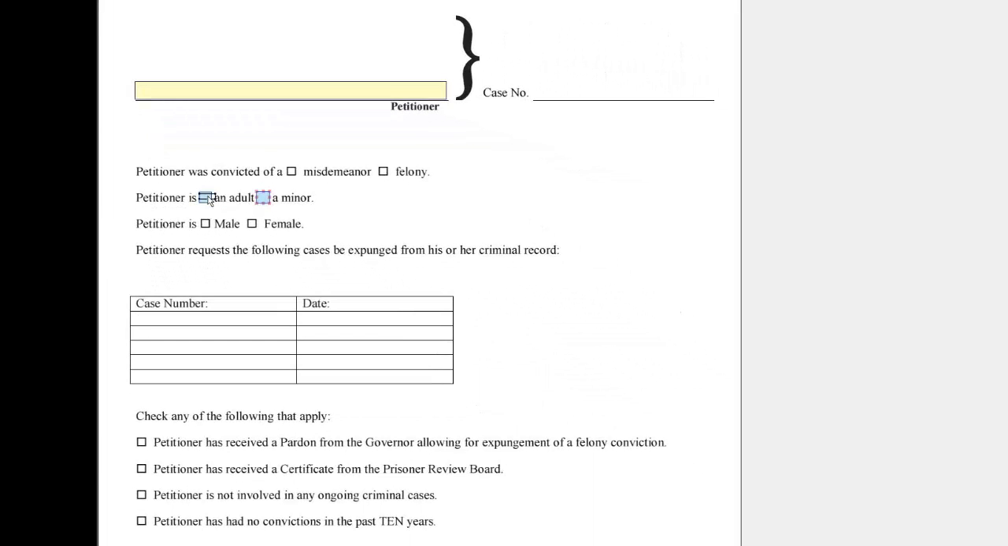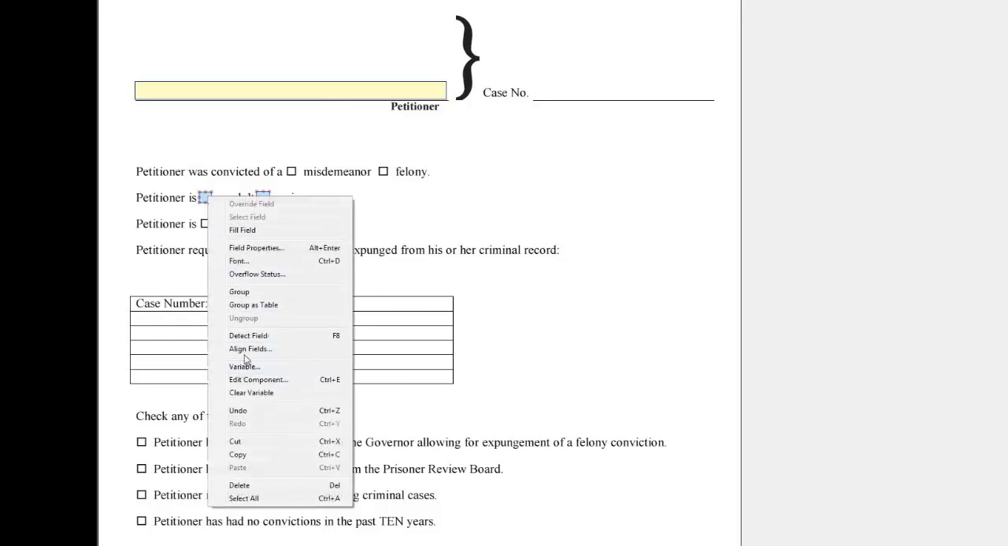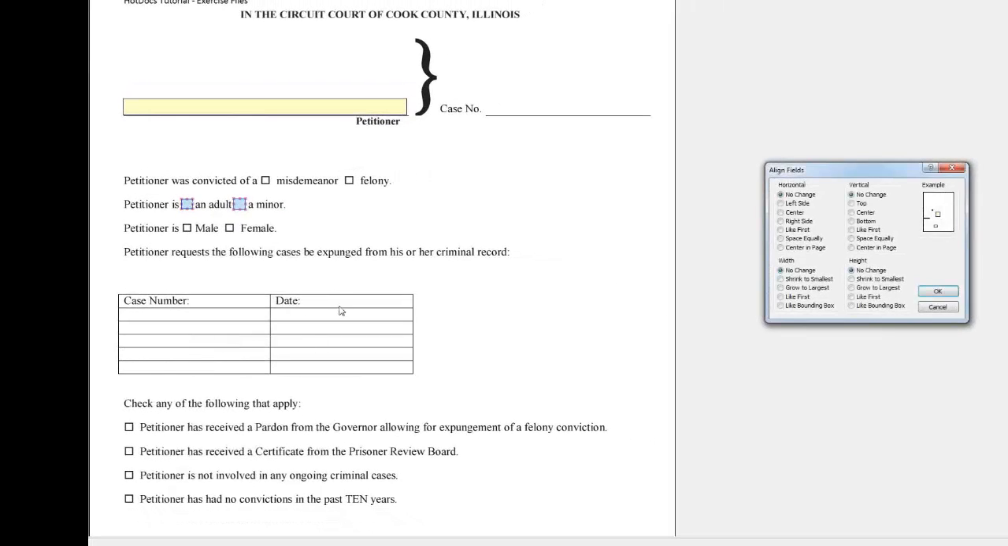Control-click to select both checkboxes. Then right-click and select Align Fields. Under Vertical, Width, and Height, select Like first.